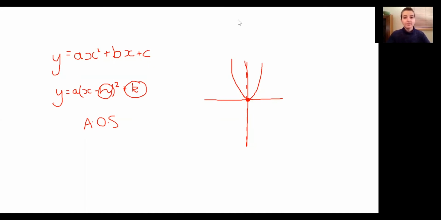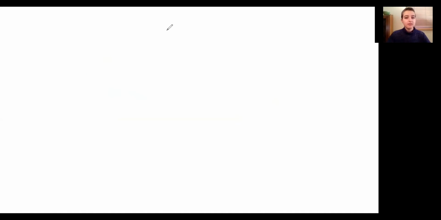Now, how do we actually do it? First of all, you want to have a quadratic in expanded form. So you want to move things around, so we've got y on one side and all our numbers on the other side. So say we have the quadratic y equals x squared plus 12x plus 11. Pretty easy one to start off with.